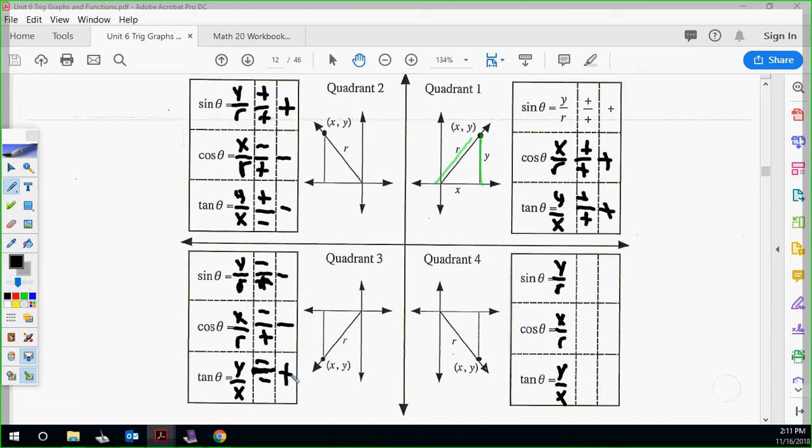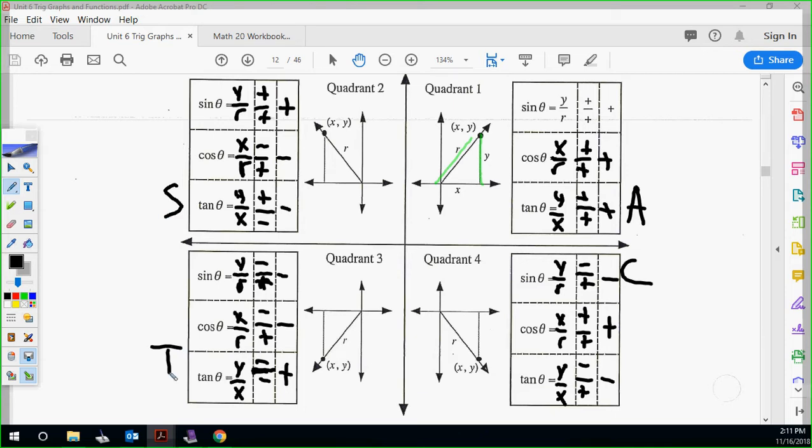Okay, in quadrant 4, y over r is negative over positive, x over r is positive over positive, and y over x is negative over positive. All right, so what this does is it forms the CAST rule. They use CAST, it's an easier word to memorize, but it starts in quadrant 4. So it starts here, here, here, and here.